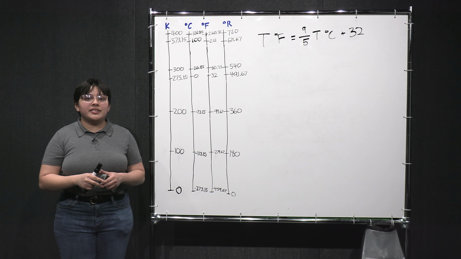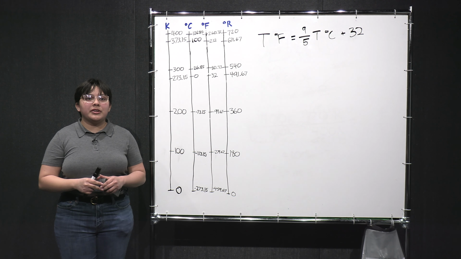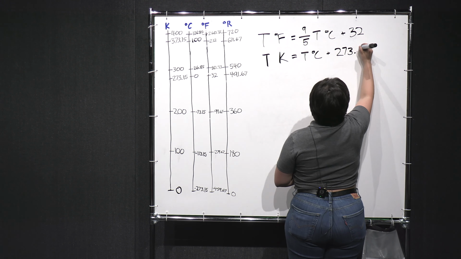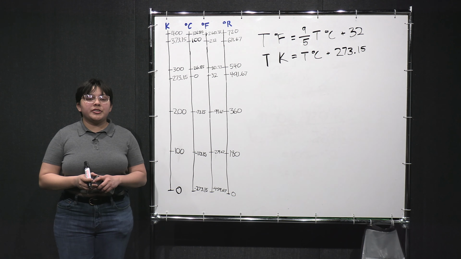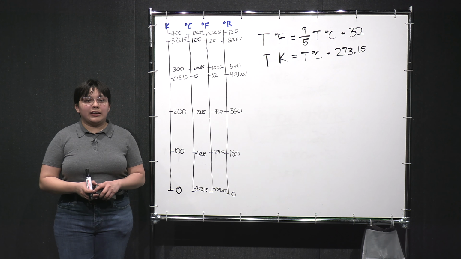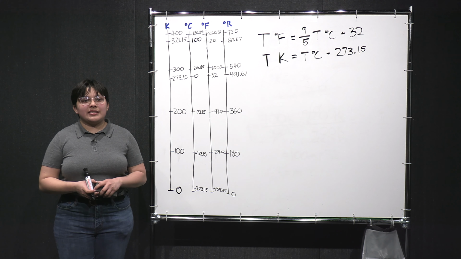To convert from degrees Celsius to Kelvin, add 273.15. To convert from degrees Celsius to degrees Rankine, first convert to Kelvin and then to Rankine, or multiply by 9/5 and then add 491.67.